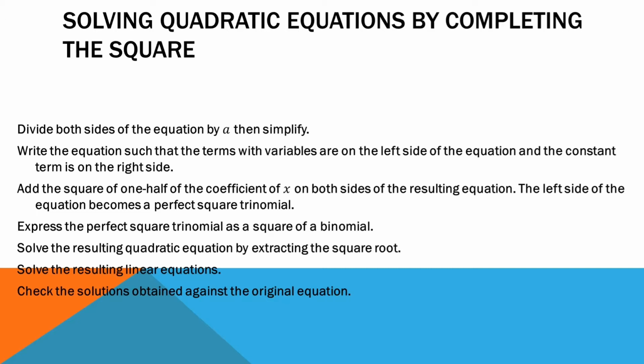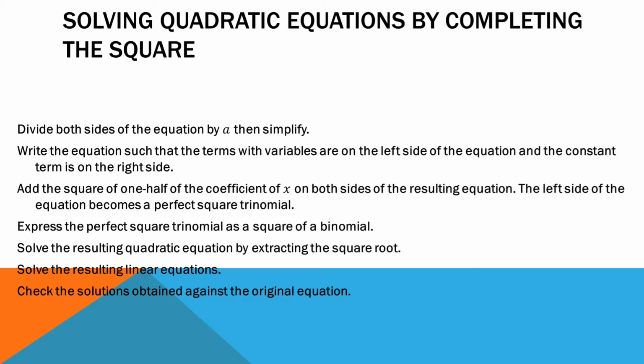And then add the square of the half of the coefficient of x, or the linear term, on both sides of the resulting equation. Then the left side of the equation becomes a perfect square trinomial. So mamaya ipapakita ko sa inyo yon. Then next is to express the perfect square trinomial as a square of binomial. If you remember, a perfect square trinomial can become a square of binomial and vice versa.